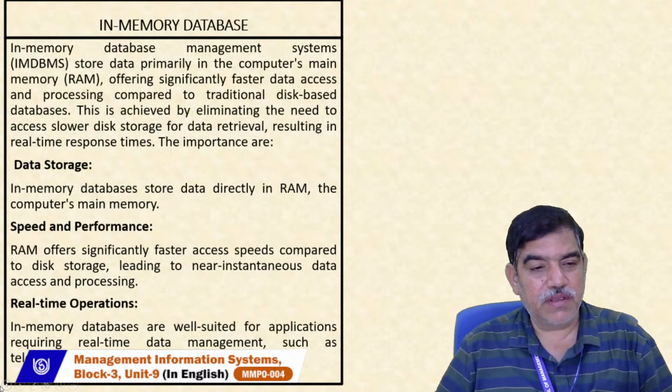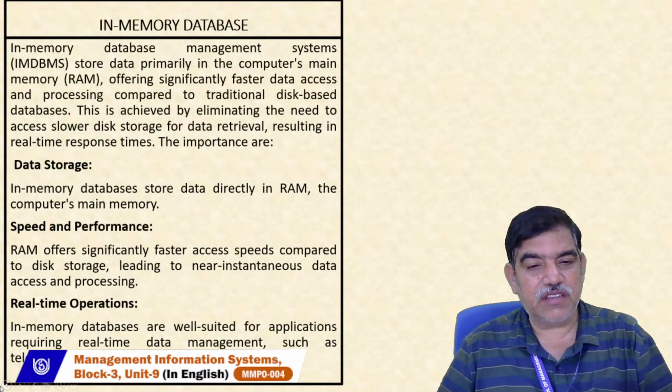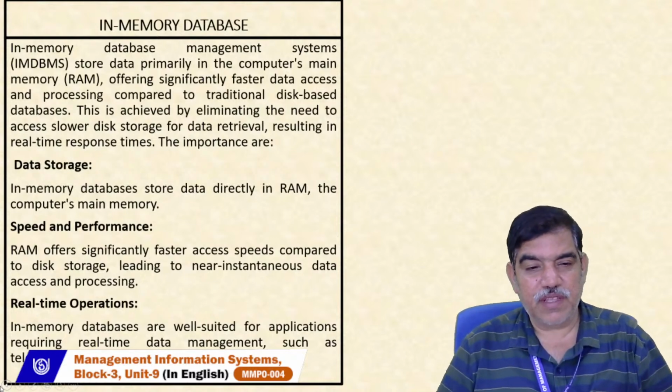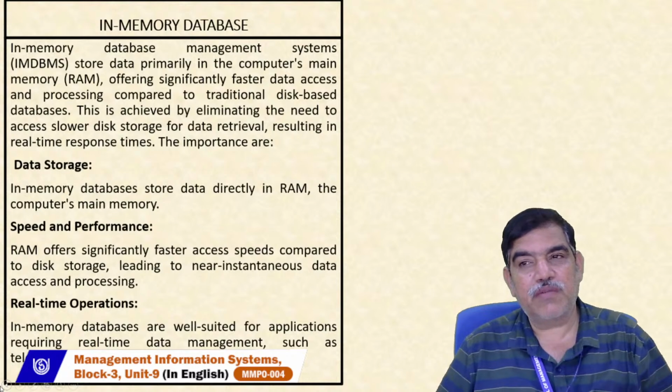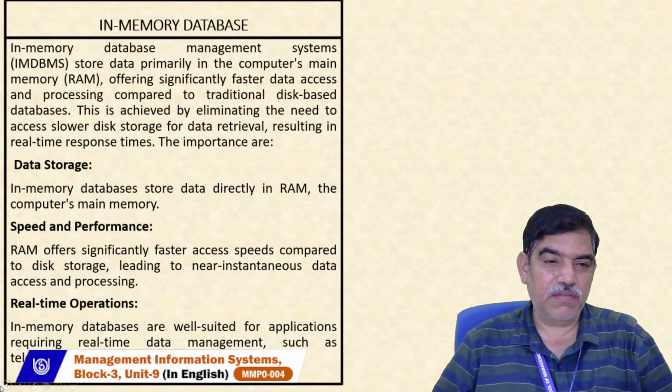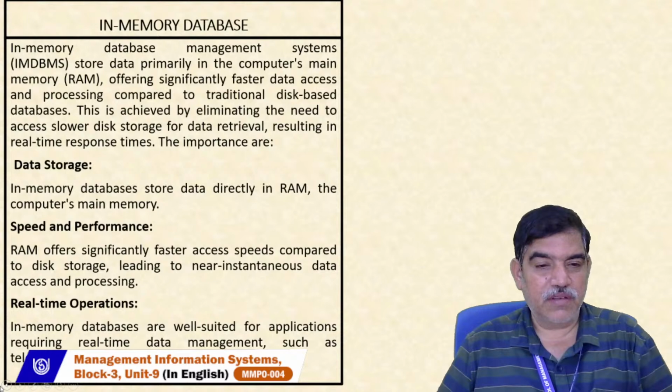Speed and performance. RAM offers significantly faster access speeds compared to disk storage, leading to near instantaneous data access and processing. Nowadays, we use SSD for data storage instead of the hard disk used in the earlier days. If you use SSD, it is faster than the hard disk for the storage and retrieval of data, or any information.